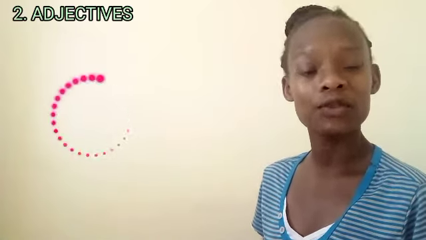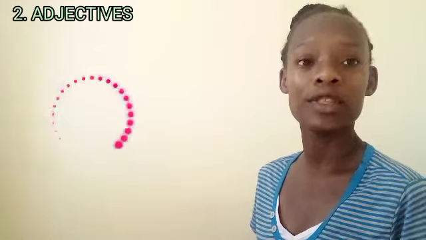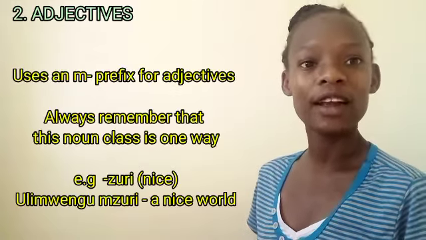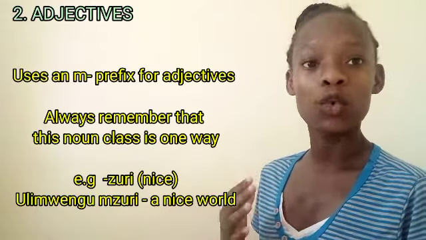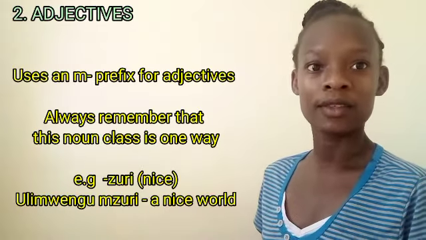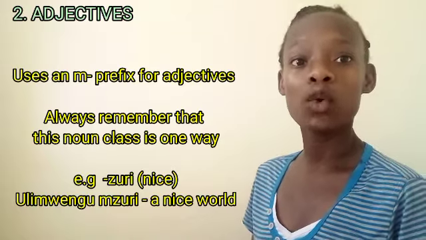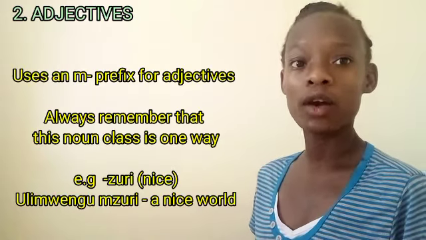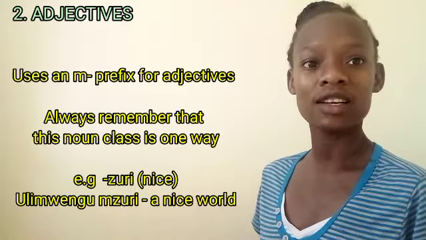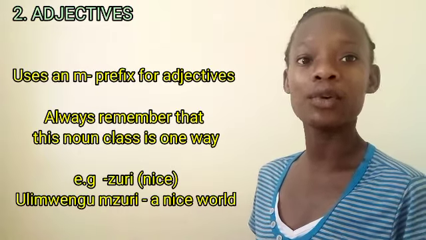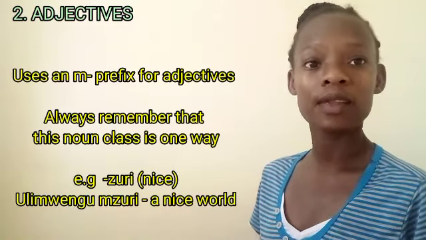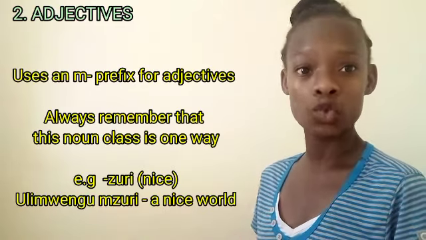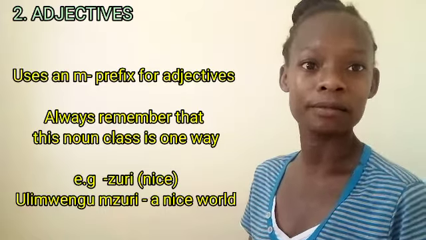What about when you go to adjectives? When we go to adjectives, you only prefix an m to the adjective. Now here let's use the noun ulimwengu, which means world. You will say ulimwengu mzuri. Zuri is an adjective which means nice. And now when you prefix an m, you have to use it with the noun class. Make it ulimwengu mzuri, a nice world.